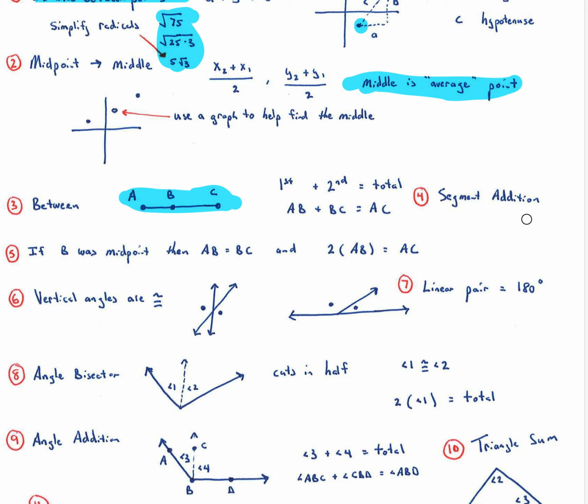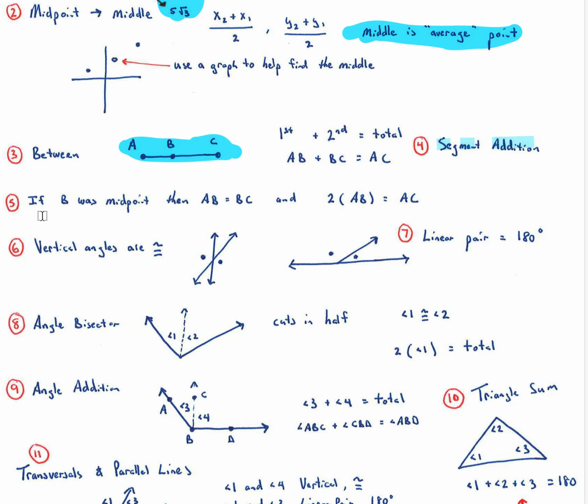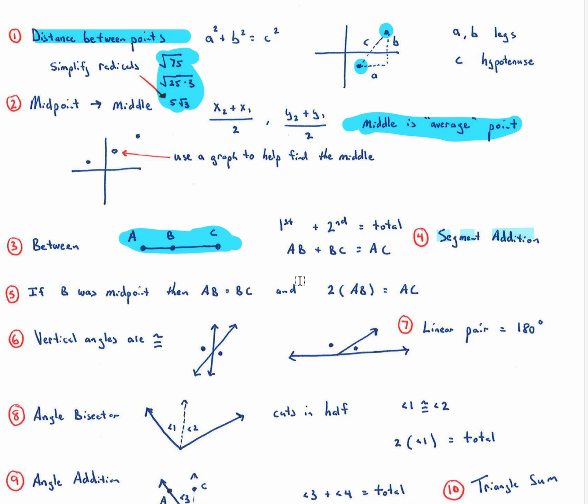And for what we really do with it, we typically use the segment addition postulate, which just says I can take the first part plus the second part, and it equals the total. So AB plus BC equals AC. Now, if I told you that B was the midpoint, then you would know the first part equals the second part, which is also saying you could take 2 times the first part equals the total, AC being the total. So you can set up either one of those. So definitely there's a difference between between and midpoint.